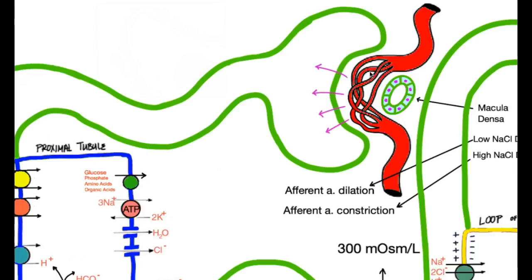And so things that are left behind would be large plasma proteins like many immunoglobulins, albumin, red blood cells, white blood cells. All those types of things will be retained in the capillary loop.